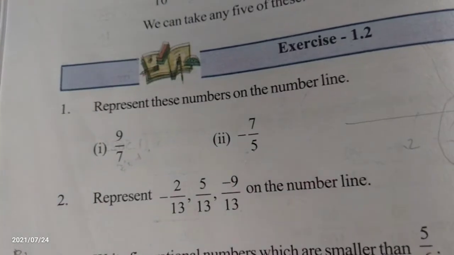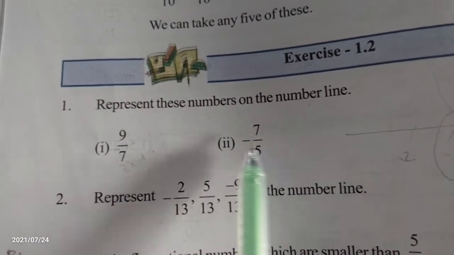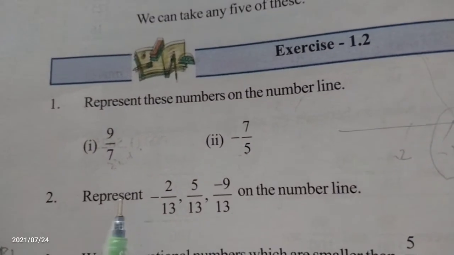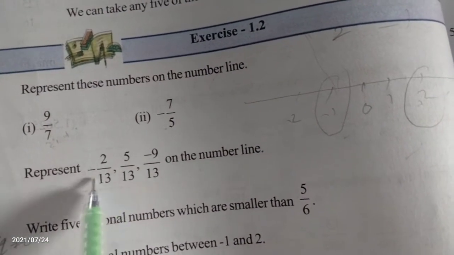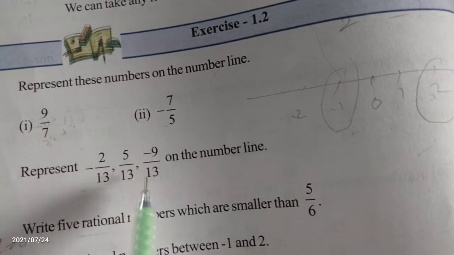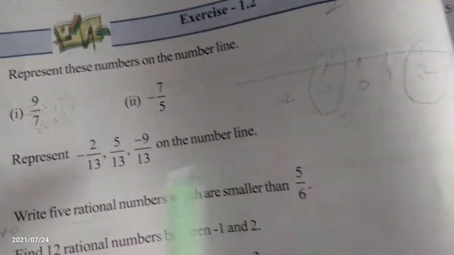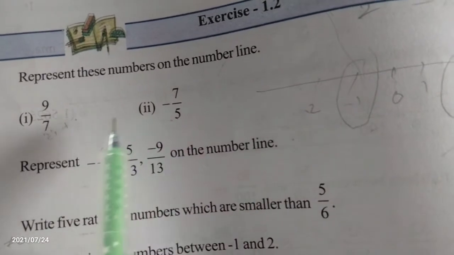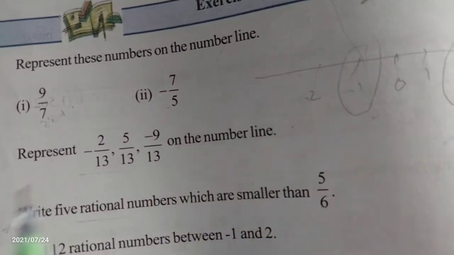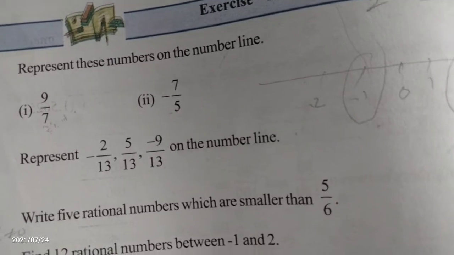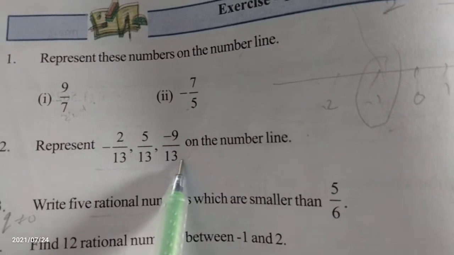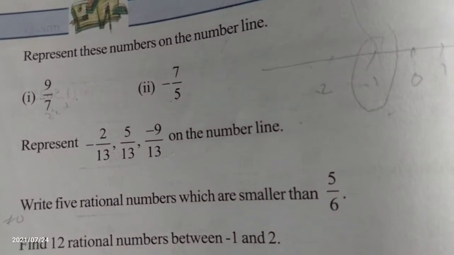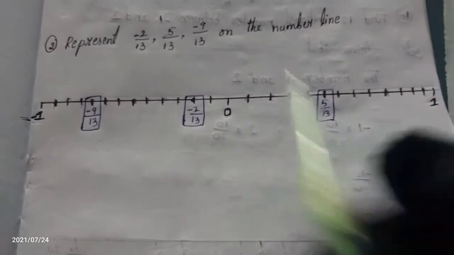I am solving the first one, and I am giving you the second one as homework. Come to the next question: represent minus 2 by 13, 5 by 13 and minus 9 by 13 on the number line. These three numbers we have to represent on one number line. We take one number line, and after that we represent these three numbers on that line. Let's see how we can do this.